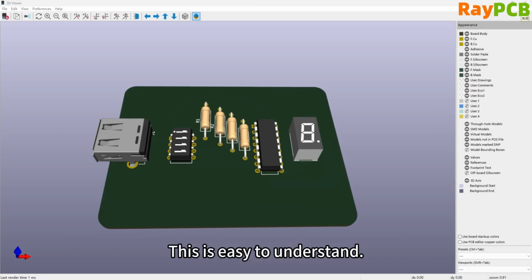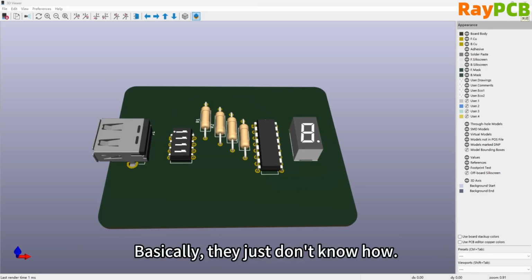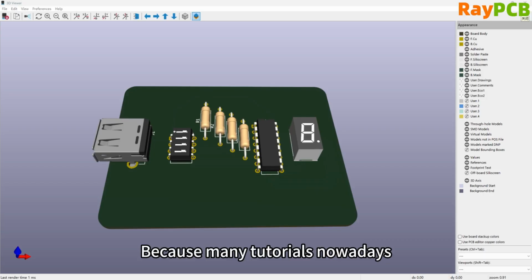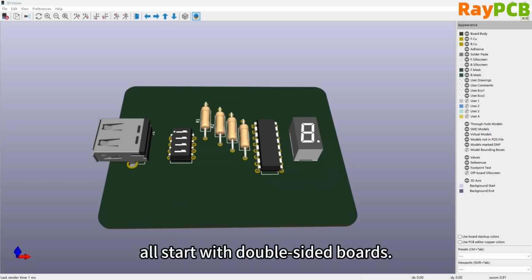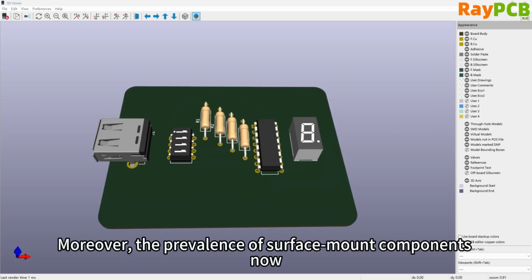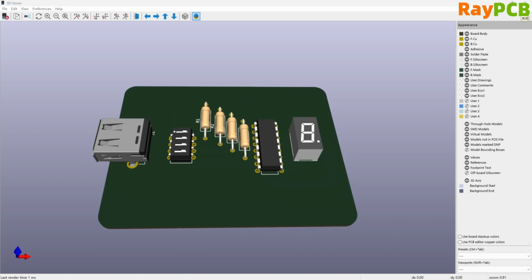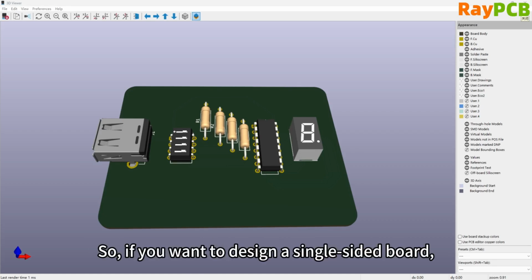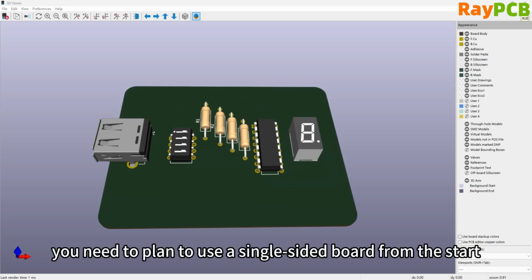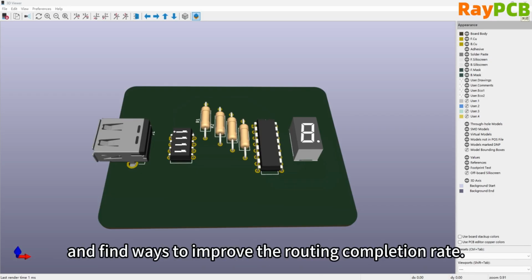This is easy to understand. The main reason is simply not knowing how, because nowadays most tutorials start with double-sided boards. Plus, the widespread use of surface mount components has also made designing single-sided boards more difficult. So if you want to design a single-sided board, you need to plan specifically for using a single-sided board and find ways to improve the routing success rate.